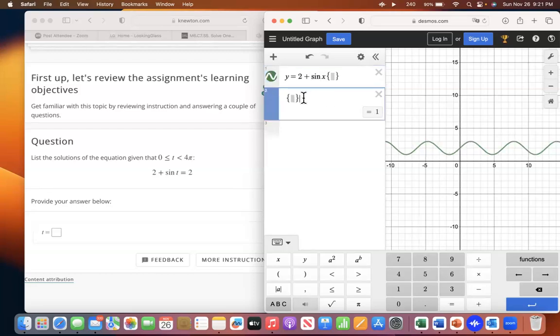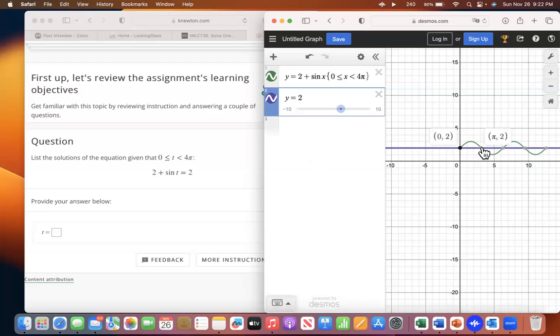Okay, yeah, so put the curly brace there and type in zero less than or equal to x. It's that one, yep. x less than 4 pi. Good. If you're wondering where I got that, that's from where it says on the left there, 0 less than or equal to t less than or equal to 4 pi. Then on the next line, type in y equals 2. Get rid of the curly brace. Yeah, perfect. And then you just want to click on anywhere it intersects. So that's at 0, pi.